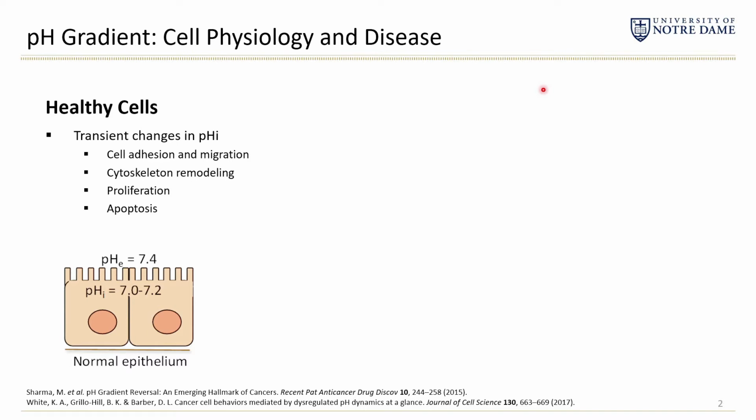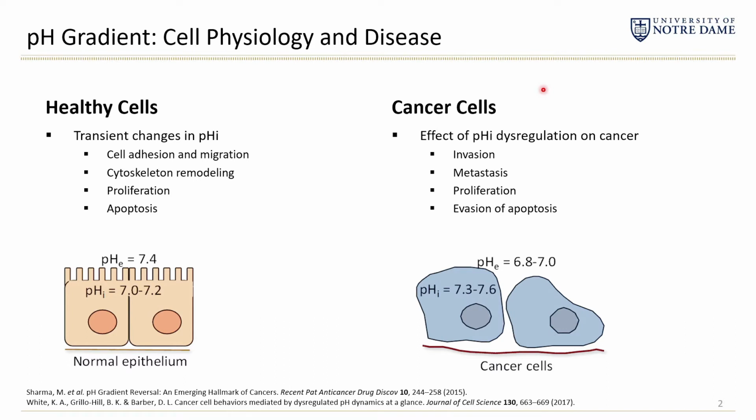In normal cells, transient changes in intercellular pH, which I'll refer to as pHI from now on, regulate cell adhesion, migration, cytoskeleton remodeling, proliferation, and apoptosis. However, in disease states such as cancer, this pHI can become dysregulated, where it's constitutively increased. This increased pHI is linked to increased invasion, metastasis, proliferation, and the evasion of apoptosis.